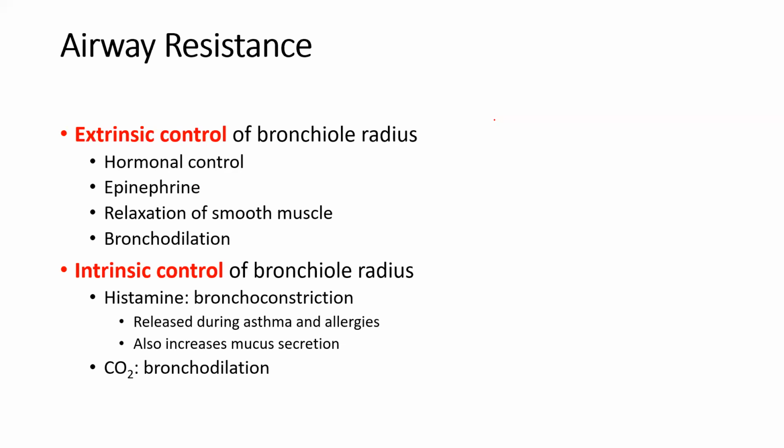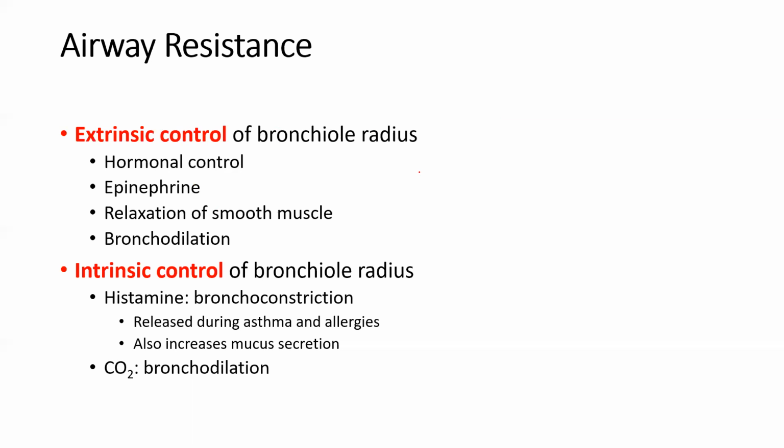And then some of the intrinsic controls are going to be histamine. So these are some of the local factors. So histamine is one. And we talked about histamine as it applied to capillaries before. Histamine is actually one of those inflammatory markers. It's going to be released or secreted as a part of the inflammatory response. And so it's usually secreted as a part of an asthmatic attack or an allergy of some sort. And it basically increases the amount of mucus secretion.